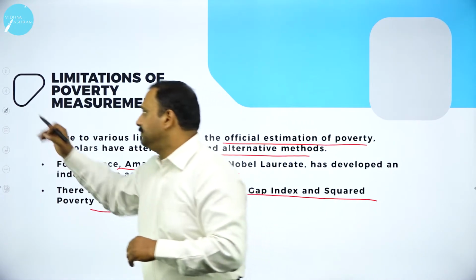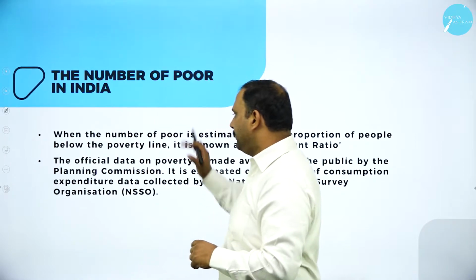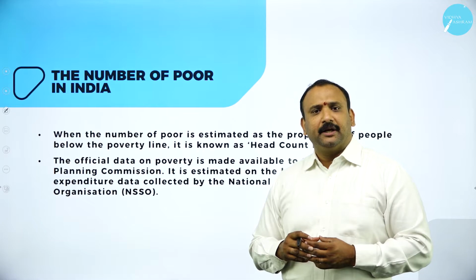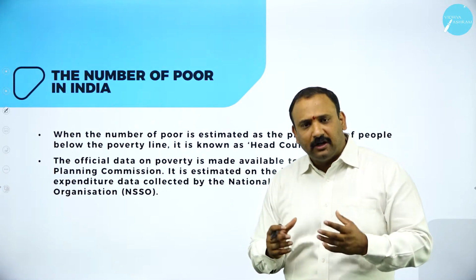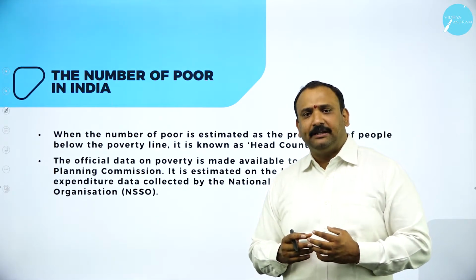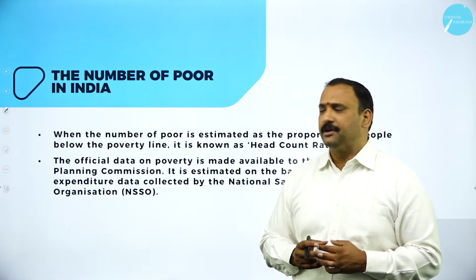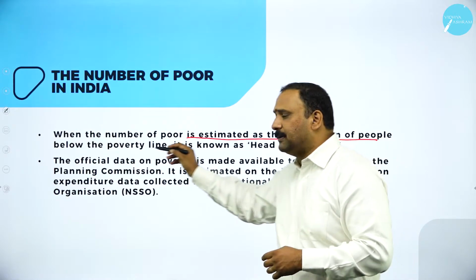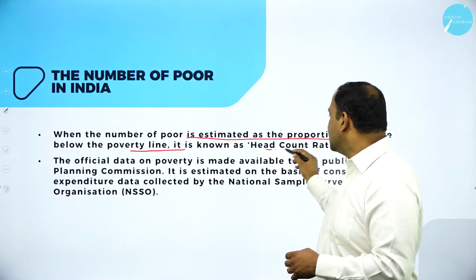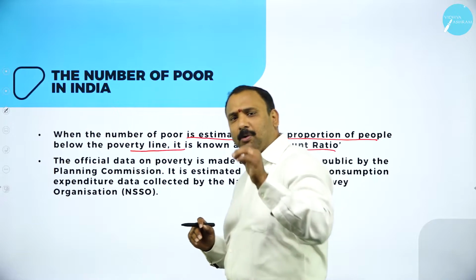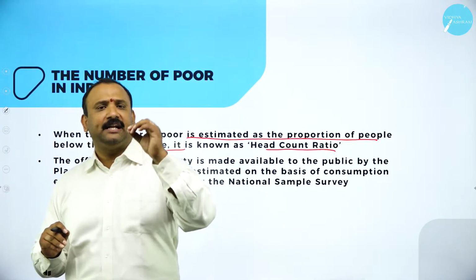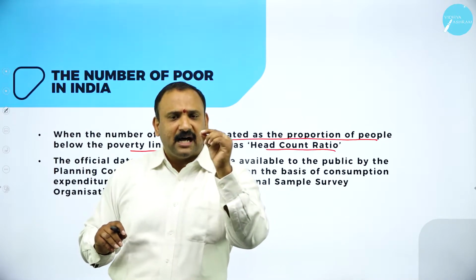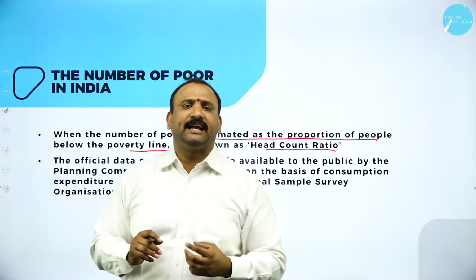So moving forward, the number of poor in India. How many people are exactly poor in India? How many people are really struggling? What are the factors behind them? We are yet to come to a value here. But when the number of poor is estimated as a proportion of people below the poverty line, it is known as the head count ratio. The moment you put people below the poverty line and tell them that these are the number of people, we call it the head count ratio.